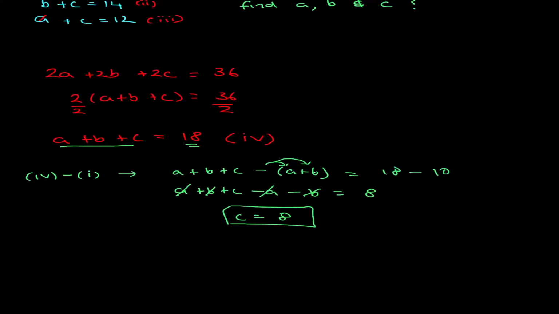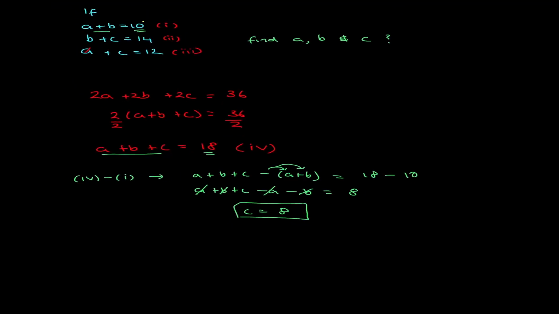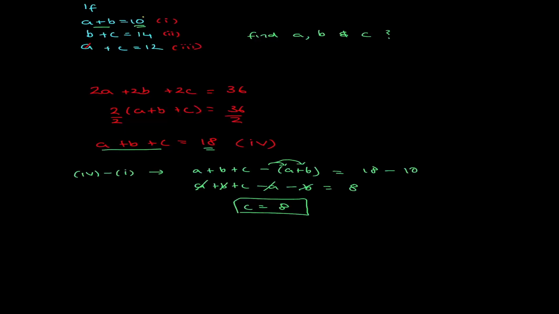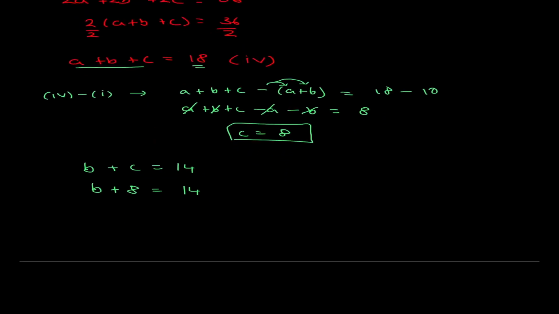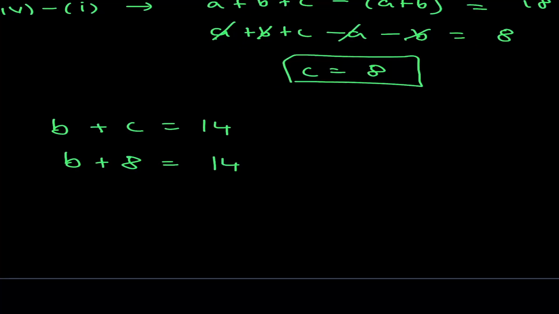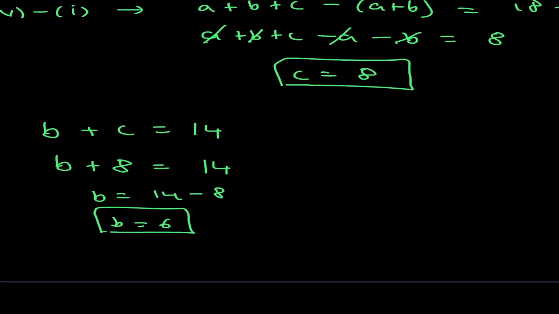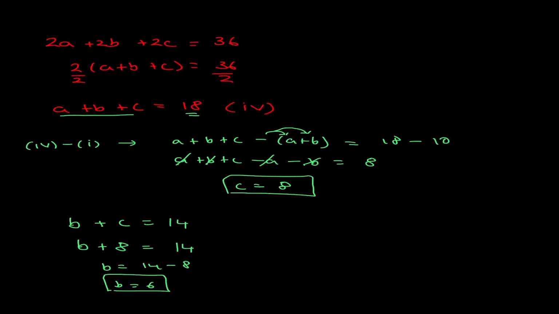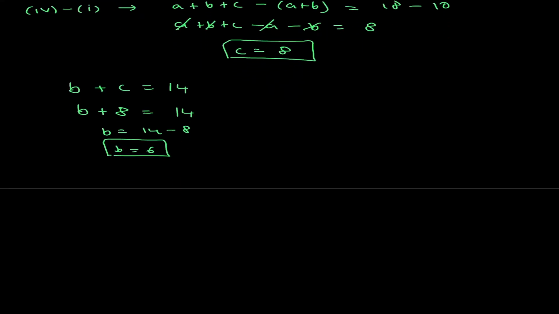Perfect. Now that we know one of these, we could work out everything else. Because we know b plus c, our second equation, equals 14. And if c is 8, we could substitute that in. So we've got b plus 8 equals 14. So b would just be 14 take 8, which is 6. So b is 6.